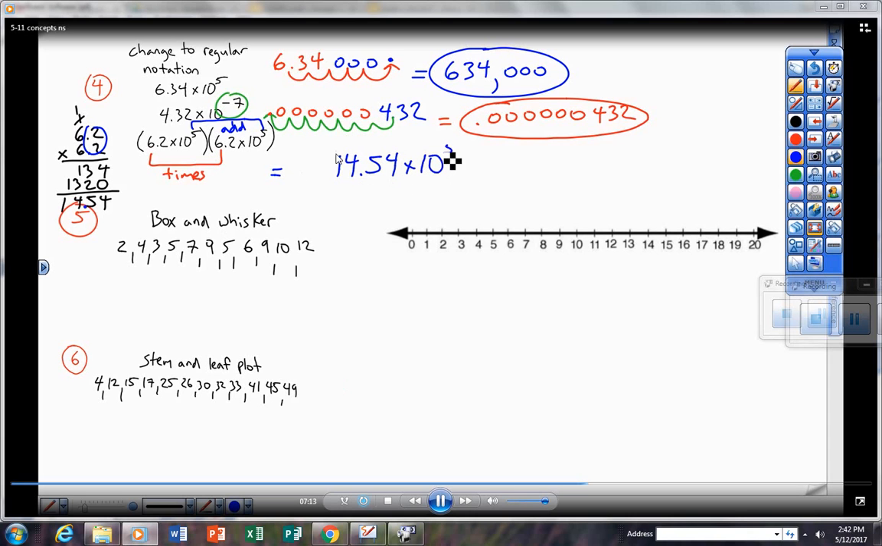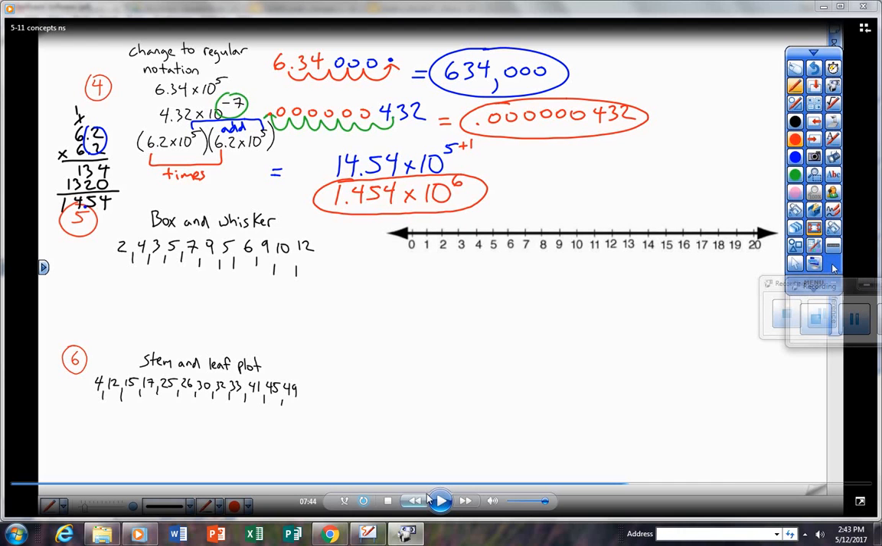This is not in scientific notation. It's too big. I need to have that decimal right here. So the trick is, if I shift that decimal to the left one spot to make that number truly scientific notation, that decreases this number. I need to go one extra step up on the exponent to get that same number. So that gives me 1.454 times 10 to the 6th power.